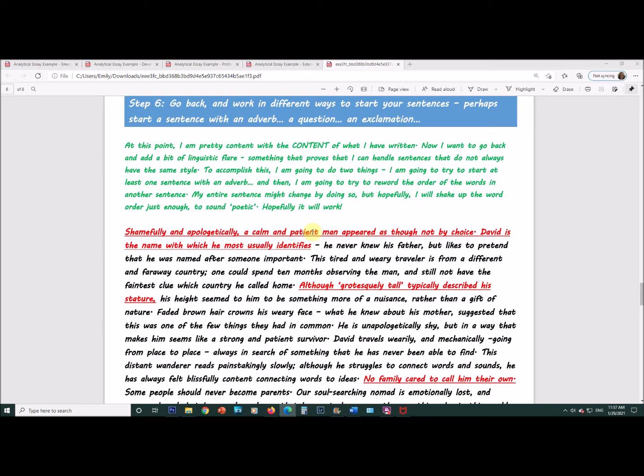To accomplish this, I'm going to do 2 things. I'm going to try to start at least one sentence with an adverb, and then I'm going to try to reword the order of the words in another sentence. My entire sentence might change by doing so, but hopefully I will shake up the word order just enough to sound poetic. Hopefully it will work.